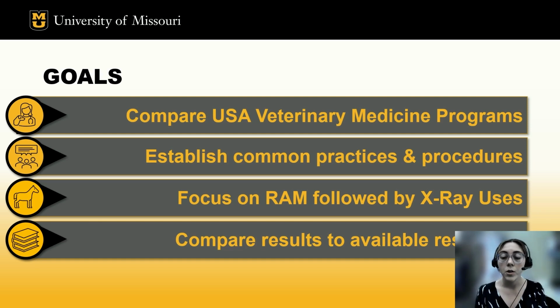And the way we did that was in 2 phases. The first phase, we had a survey that focused on RAM use, and then we followed it up with a survey that focused on X-ray use and also any follow-up questions from the first survey. And then what we wanted to do was compare what people were actually doing at their institutions and how that compared to the available guidance documents.